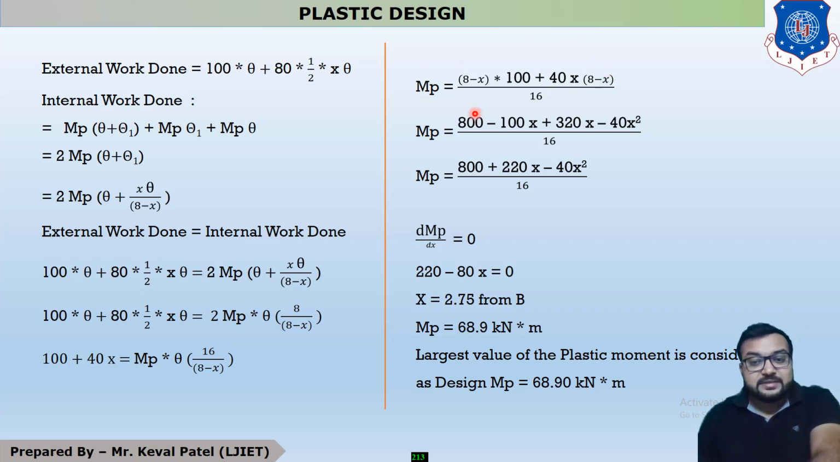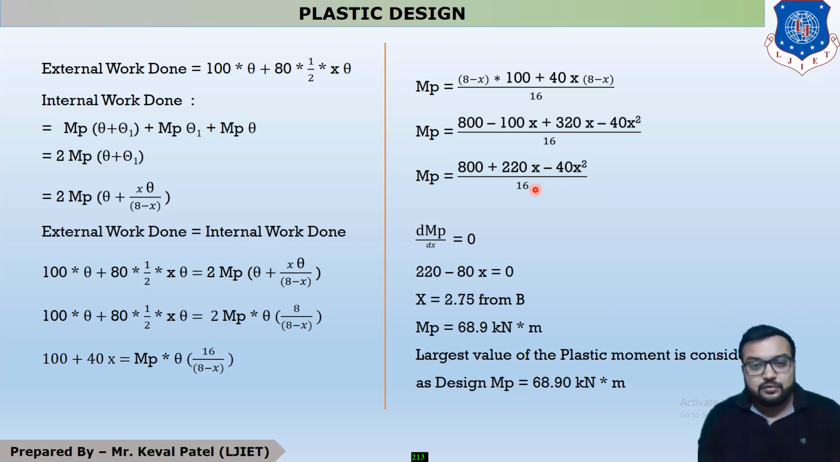Now this case is solved just like we solved the example based on the cantilever case, which is case number 8. So you can see this 16, now 8 into 100, so it is 800 minus 100x plus 320x minus 40x square, divided by 16. So your final MP is 800 plus 220x minus 40x square divided by 16.